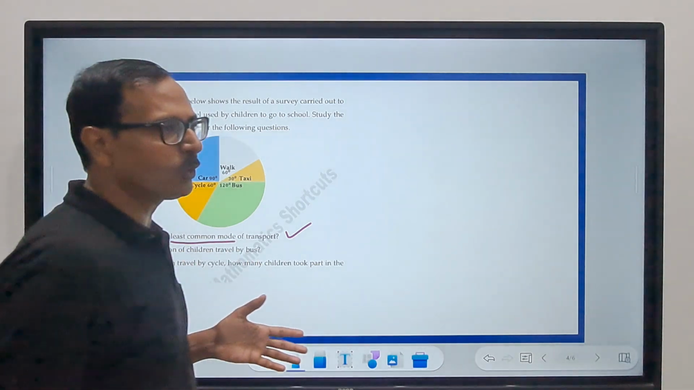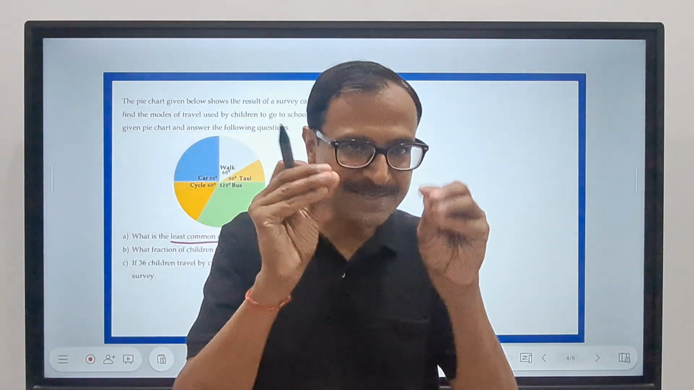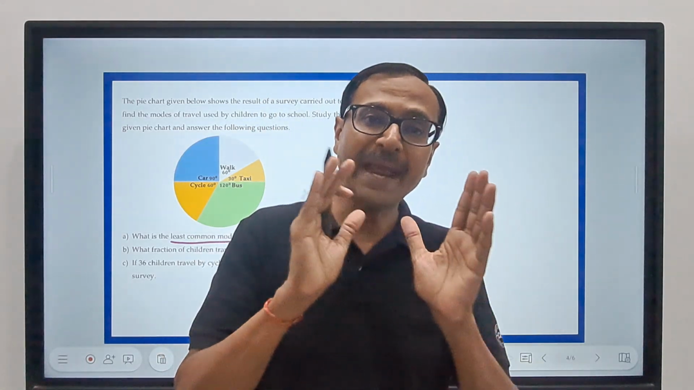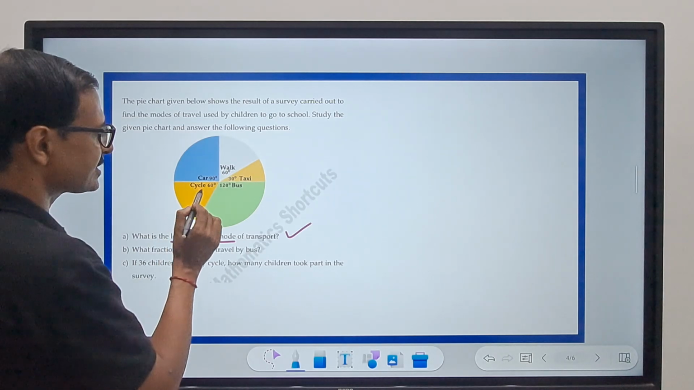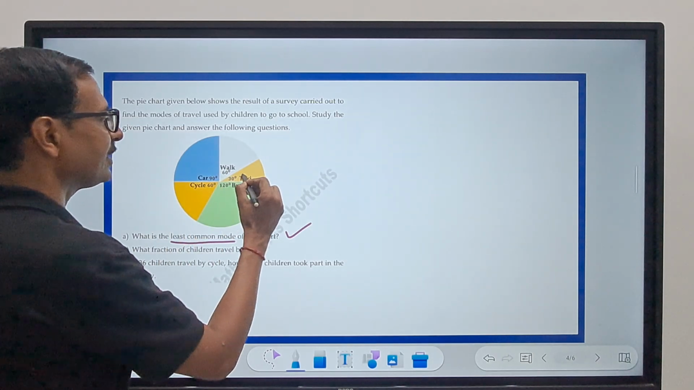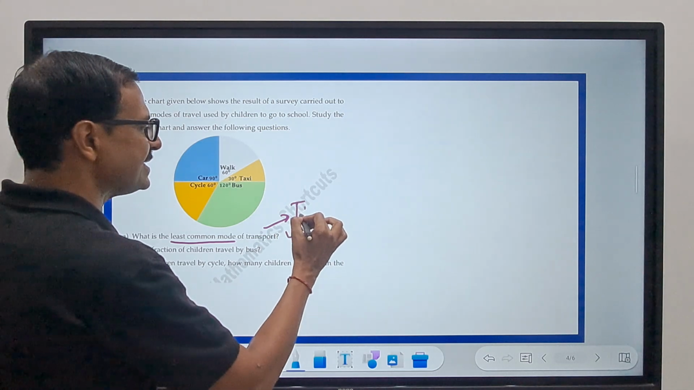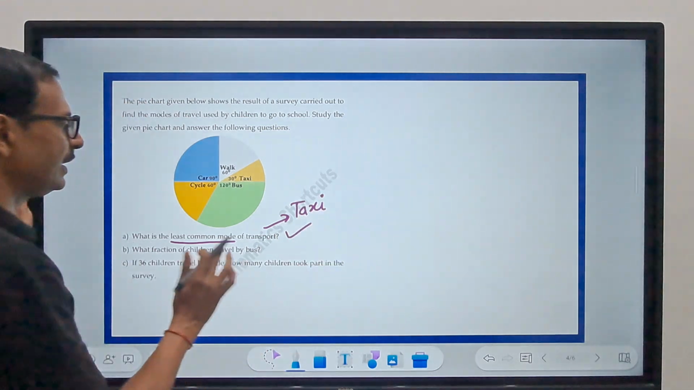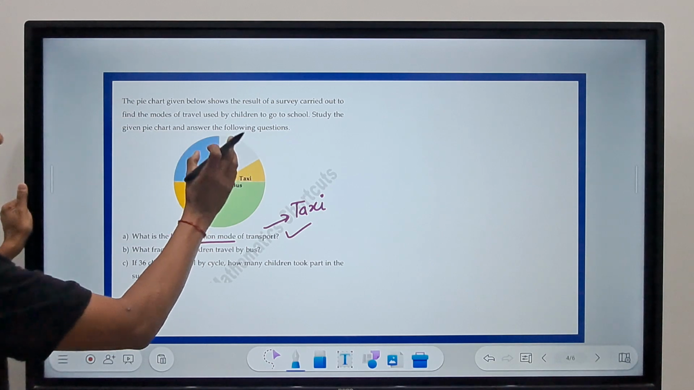So the least common mode will be the one which has the smallest sector. That means the sector angle has to be the smallest. And which is the smallest sector angle? 90, 60, 120, 30, 60. I think 30 is the smallest, and therefore taxi is the least common mode of transport because it has the smallest sector angle.